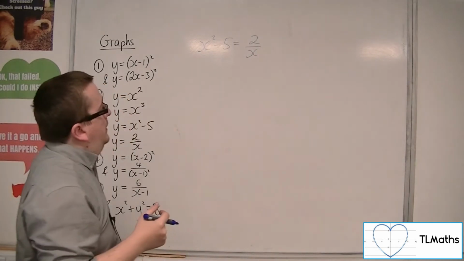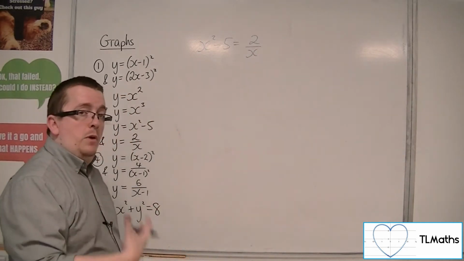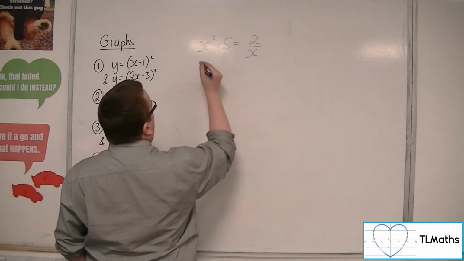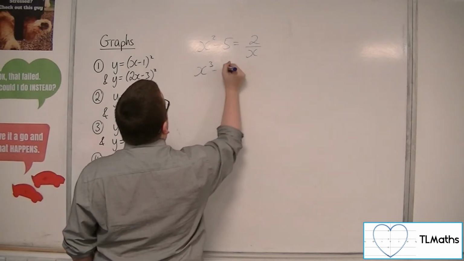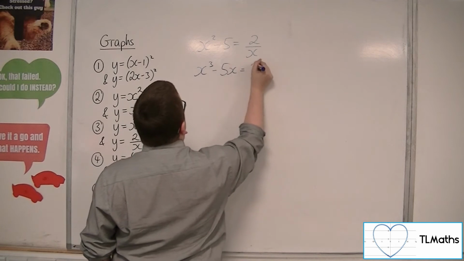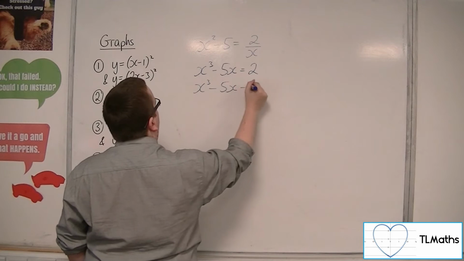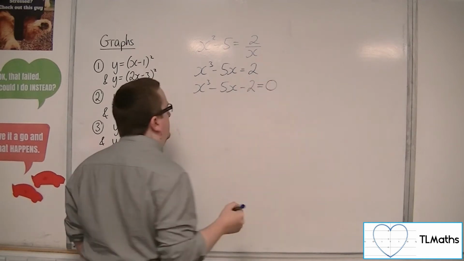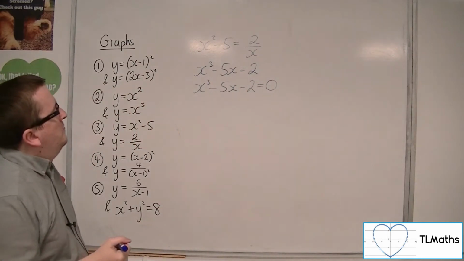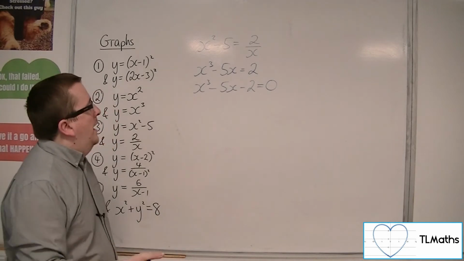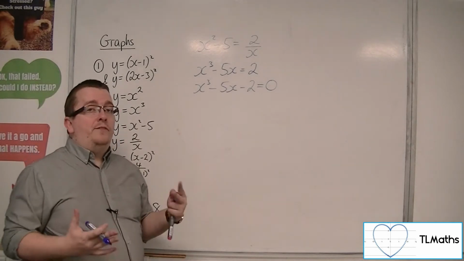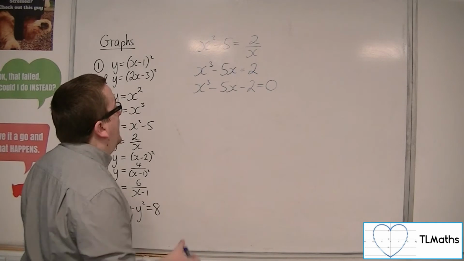Okay, so now I'm going to have to multiply both sides by the x. So x cubed minus 5x equals 2. And then subtract the 2 from both sides. Okay. Now at this stage, in order to solve the cubic, I'm going to have to find a factor. So I'm going to use the factor theorem.